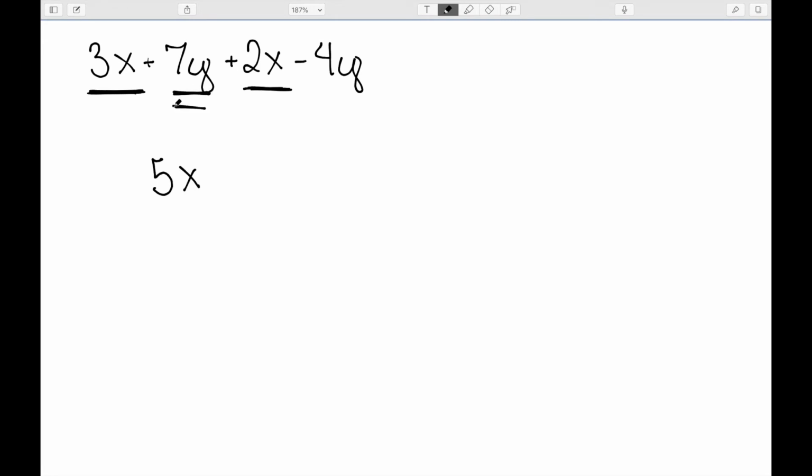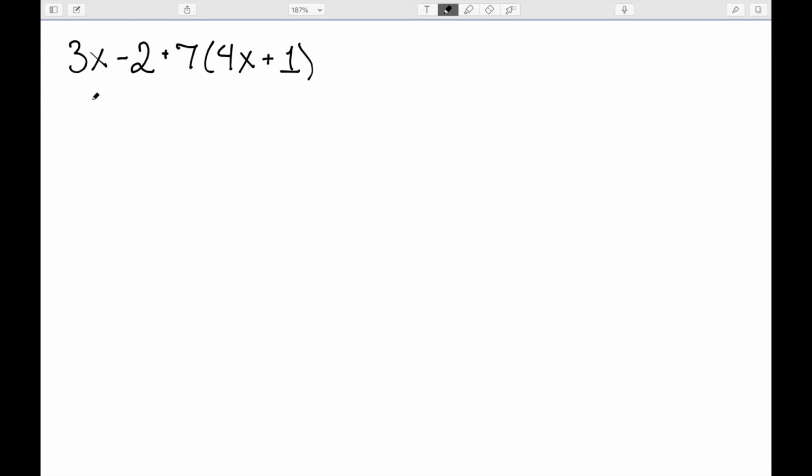I then have this 7y and a minus 4y. Their variables are the same. 7 minus 4 is 3. However, between these two, one of them has an x and one of them has a y. So these cannot be combined anymore. And this is fully simplified, 5x plus 3y.